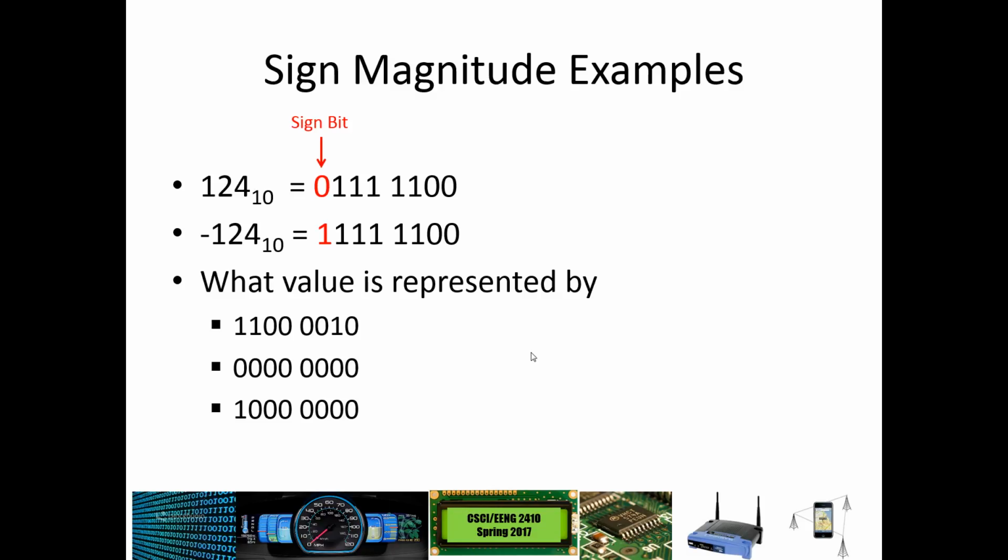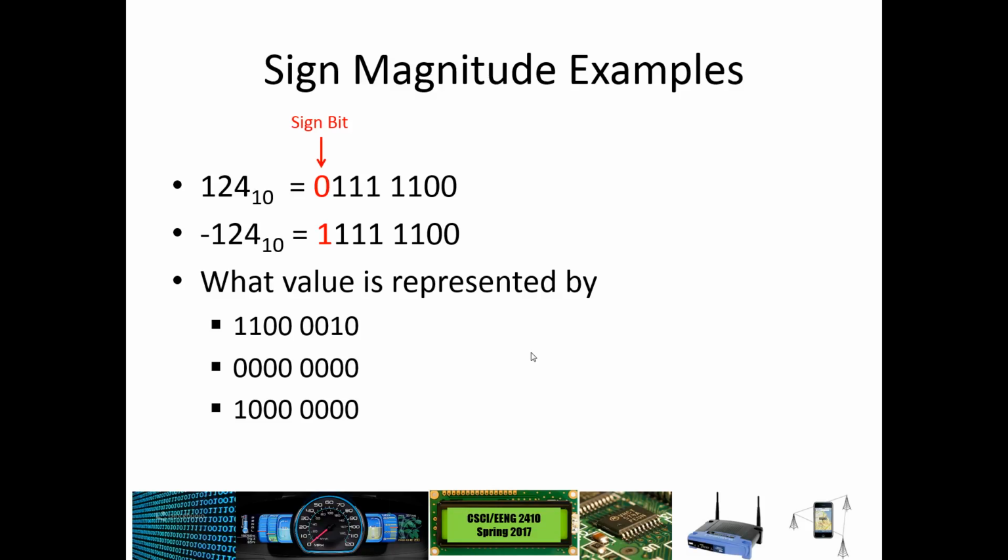Here's some examples. If you had positive 124, you would have a 0 in the sign bit followed by the corresponding binary for 124. If you wanted to make that negative, all you do is flip your sign bit to a 1. And here's another opportunity for you to do some practice and figure out what value is represented there. You might want to pause and work that out.